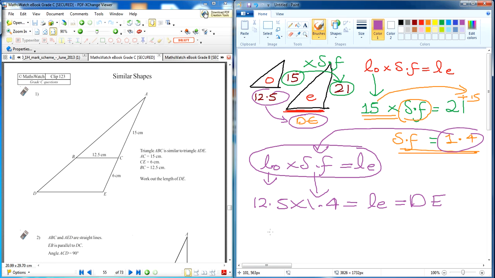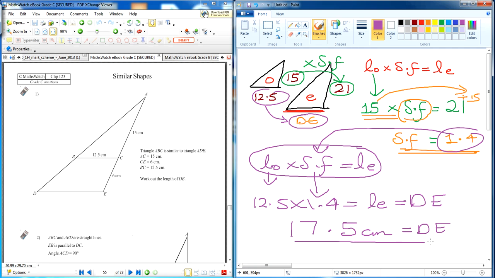Okay, so Ikra, you've got a calculator there? You're working out for me? 17.5. Can I have another confirmation of that? 17.5. Okay, thank you, Mr. Saf. So the answer we're getting here is 17.5 centimeters is the length of DE.